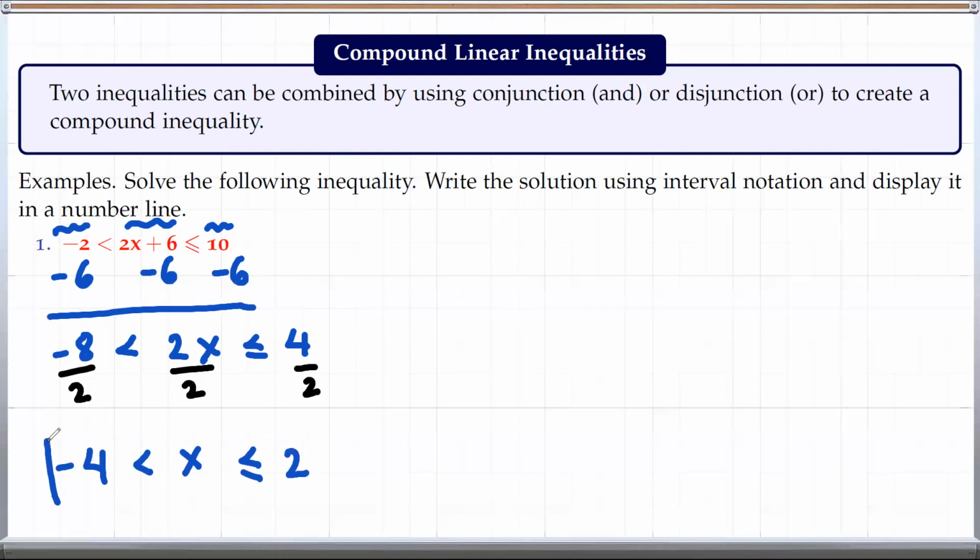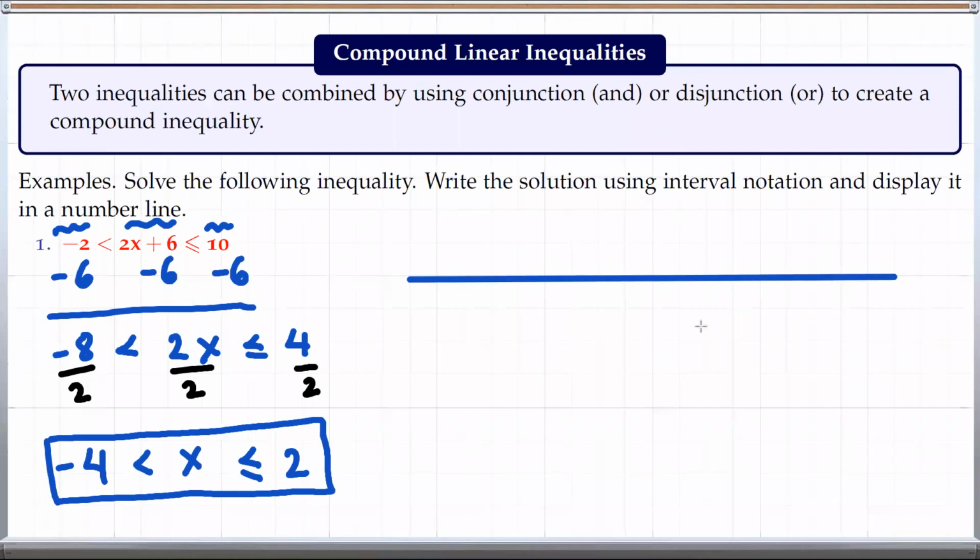So this is the solution: x is between -4 and 2. If you put this on a number line, 0 is somewhere here, 2 is here, and -4 can be somewhere over here. So x is strictly greater than -4 and less than or equal to 2. It will be all real numbers between -4 and 2.